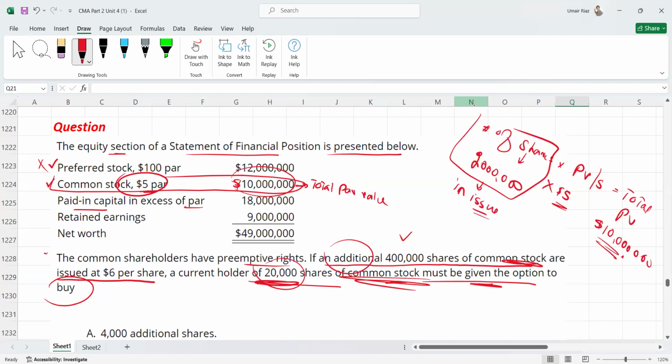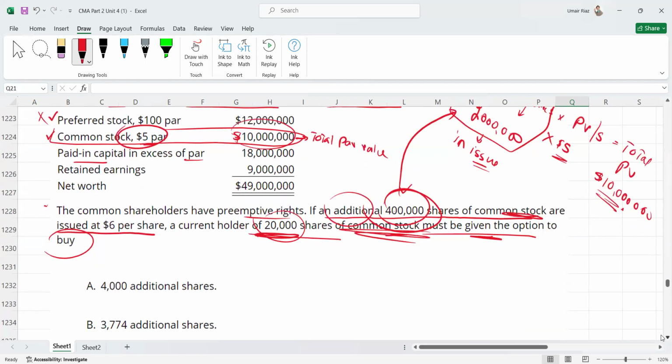Now you have to find out how many additional shares you are giving. You are giving 400,000 shares. We are giving an additional 400,000 shares to existing 2 million shareholders. So now we can simply calculate the percentage, then we'll see the requirement of the question. Now calculate the percentage of the new issue. New issue shares are 400,000, which we are issuing to the existing 2 million.